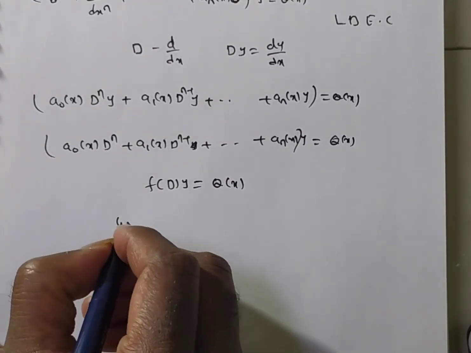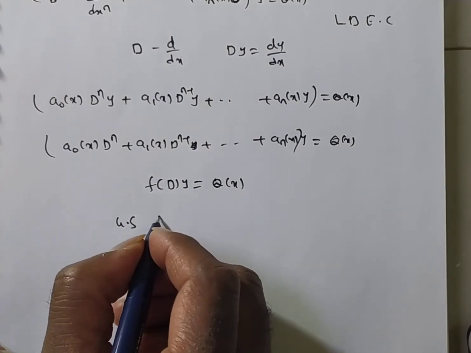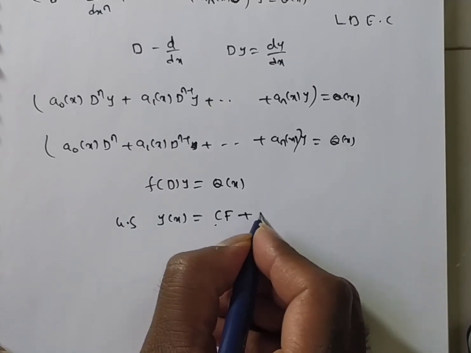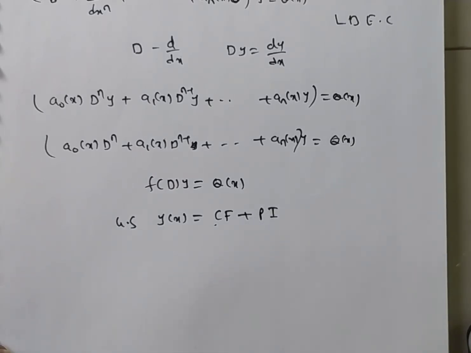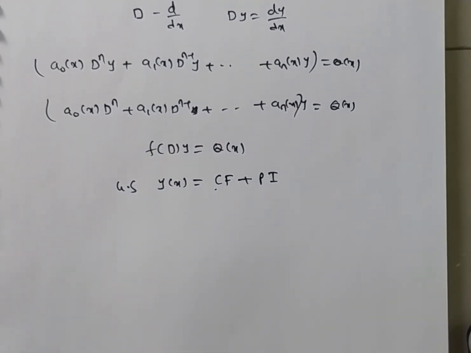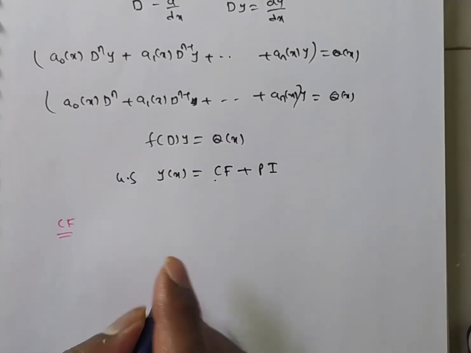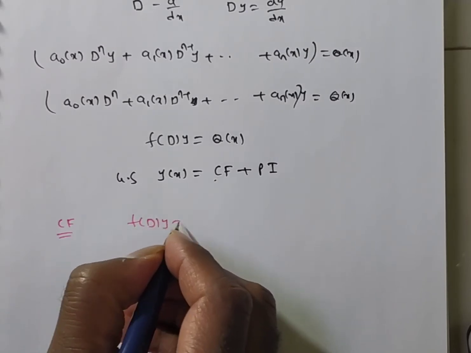Now the general solution of f of d into y is equal to q of x is y of x is equal to complementary function plus particular integral. Complementary function plus a particular integral. Now we have to find out the complementary function. How can we find out the complementary function for f of d into y is equal to q of x?